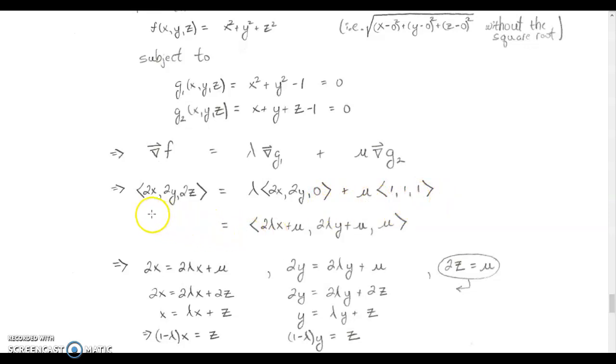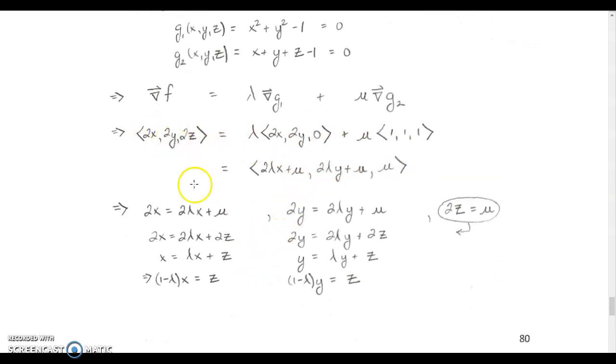So that tells us that 2x is going to equal 2 lambda x plus mu, and 2y is going to equal 2 lambda y plus mu, and 2z is going to equal mu. So right away we know what mu has to be. It has to be equal to 2z. So we take the first two equations and plug in that mu is equal to 2z. So instead of 2x equals 2 lambda x plus mu, we now have that 2x equals 2 lambda x plus 2z. Okay, which I can then get some sort of relationship between x and z. So I got 1 minus lambda x equals z.